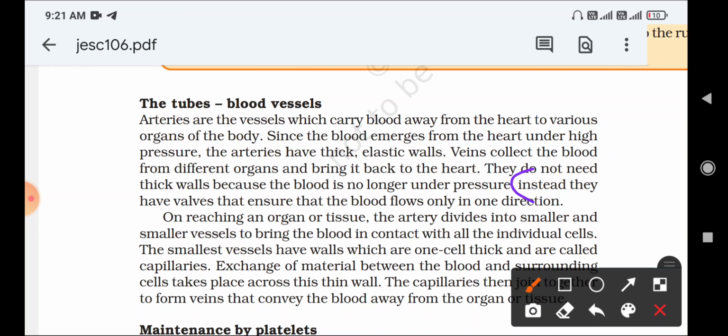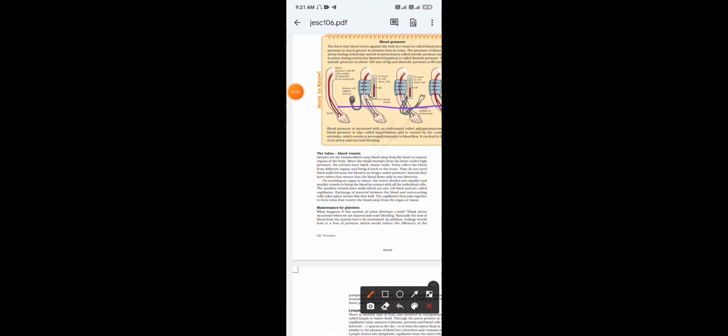Instead, they have valves that ensure that the blood flows only in one direction. Veins have valves that ensure that the blood does not flow in the backward direction. This is the function of valves. You already studied in a previous class that the function of valves is to prevent the backflow of blood.